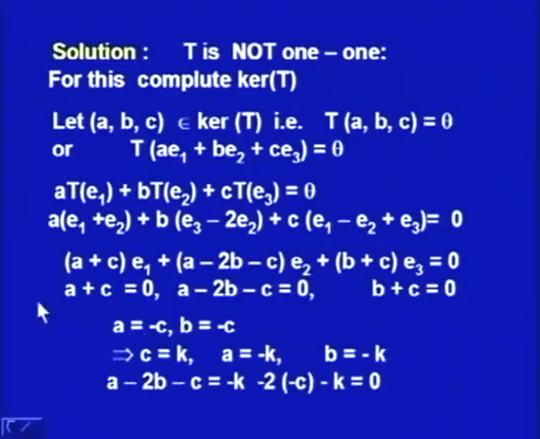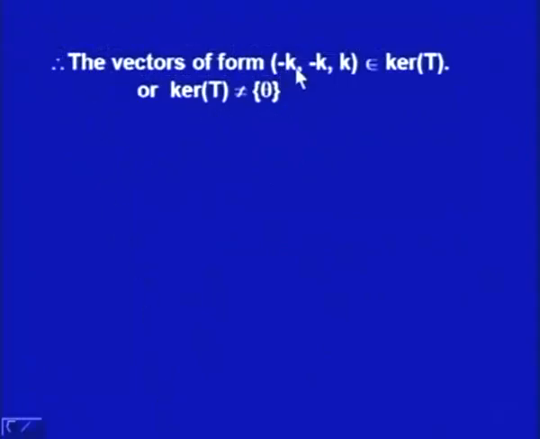So from the first equation we can say A is equal to minus C. From the third equation we say B is equal to minus C, and when we substitute these values in the second equation, we can say C is equal to k, A is equal to minus k and B is equal to minus k. So this value is coming from the second equation: A minus 2B minus C is equal to minus k minus 2 times (minus k) minus k is equal to 0, and accordingly the vector of the form (minus k, minus k, k) belongs to kernel T.